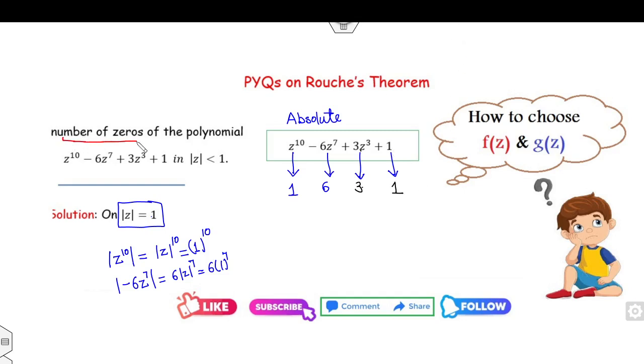Then the answer of this problem. Look at that. Pick the maximum value among them. This is my maximum value. So this number is my f of z. Is it okay?